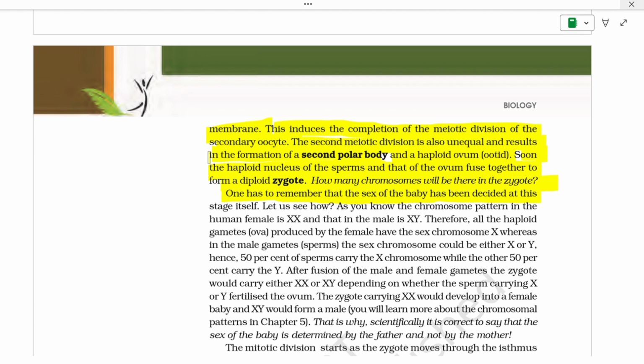One has to remember that the sex of the baby has been decided at this stage itself. Let us see how. As you know, the chromosome pattern in the human female is XX and that in the male is XY. Therefore, all the haploid gametes, ova, produced by the female have the sex chromosome X, whereas in the male gametes, sperms, the sex chromosome could be either X or Y. Hence, 50% of sperm carry the X chromosome while the other 50% carry the Y.